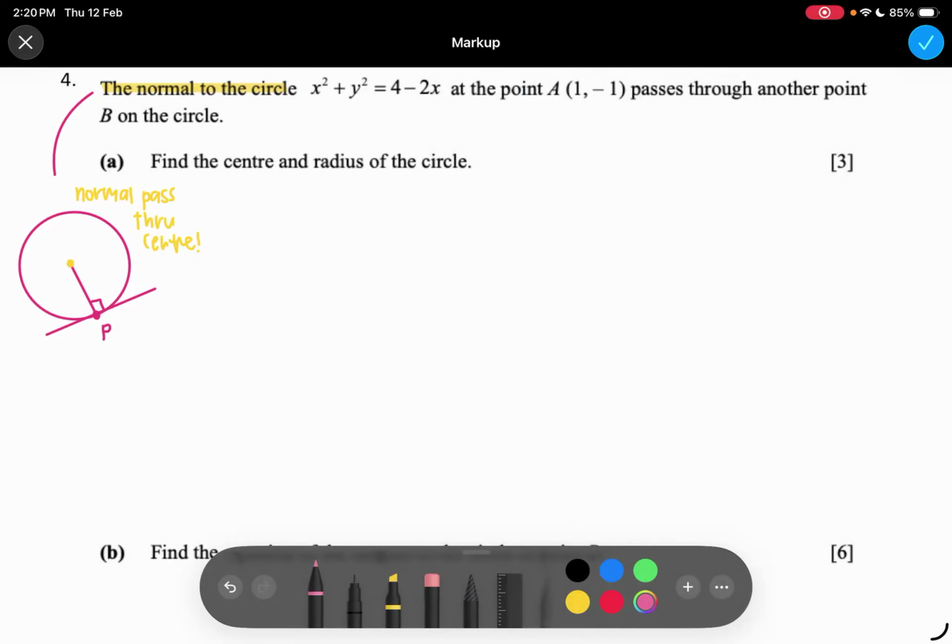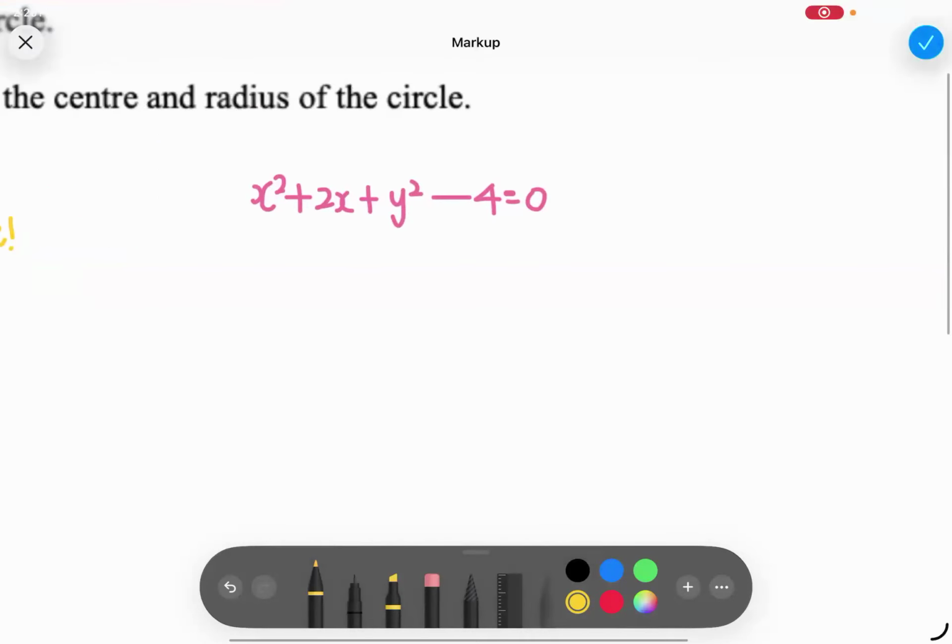First we need to find the center and the radius of the circle. Sorry, this is the circle, not the normal. Let me rearrange: x squared plus 2x plus y squared minus 4. We're going to do the completing the square method. So we add b over 2 squared, and then minus b over 2 squared also. So 2 over 2 squared.